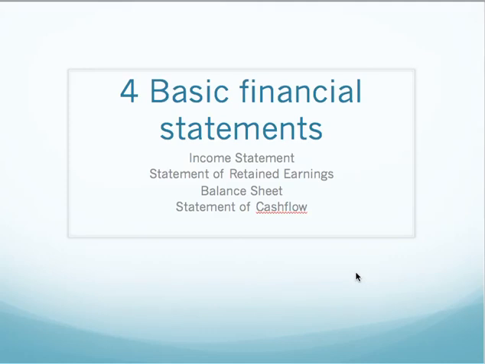This video describes the four basic financial statements. Financial accounting produces four basic financial reports. They are the income statement, the statement of retained earnings, the balance sheet, and the statement of cash flow. We will go through every one and tell you about its purpose, and we're going to be using Apple computers for this video.